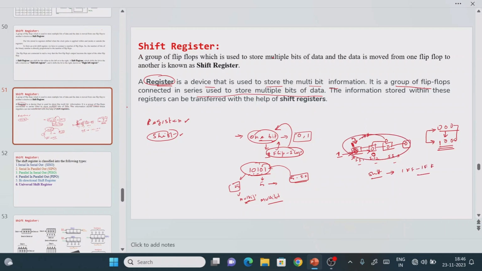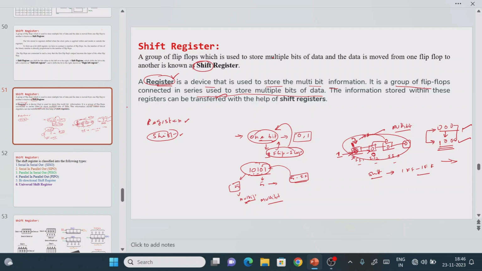Register means which is used to store multiple or multi-bit information. How do we store multiple-bit information? We connect multiple flip-flops one to another, so that we can store multi-bit information; that is the register operation. Now what is the use of the shifting operation? In order to replace one kind of data with another data, we need to perform the shifting operation.